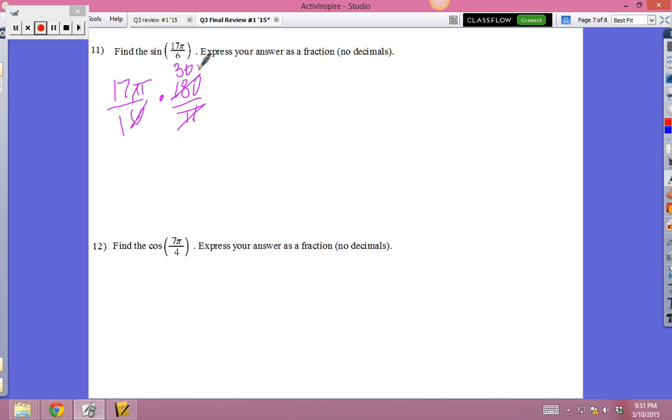So now you got to do 30 times the 17. And 30 times 17 is 510 degrees. So that's more than a circle. So I'm going to minus 360, 510 minus 360. So I need to do the trig on 150 degrees. So here we go. Your initial side starts right here.